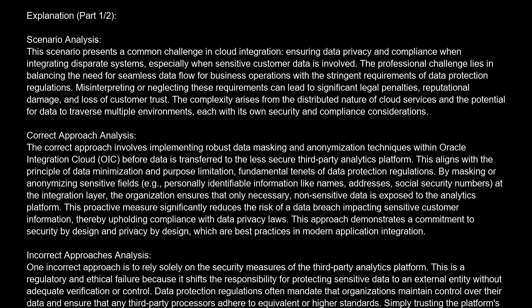This aligns with the principle of data minimization and purpose limitation, fundamental tenets of data protection regulations. By masking or anonymizing sensitive fields, e.g., personally identifiable information like names, addresses, social security numbers, at the integration layer, the organization ensures that only necessary, non-sensitive data is exposed to the analytics platform. This proactive measure significantly reduces the risk of a data breach impacting sensitive customer information, thereby upholding compliance with data privacy laws. This approach demonstrates a commitment to security by design and privacy by design, which are best practices in modern application integration.